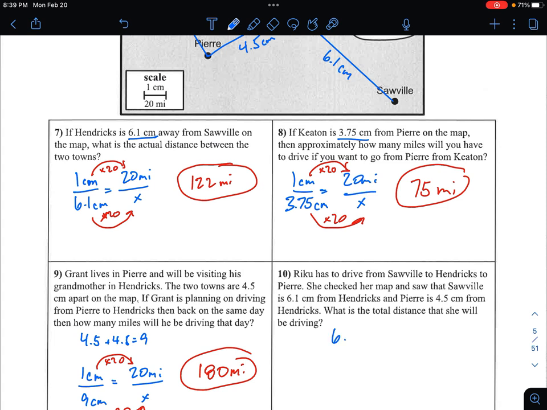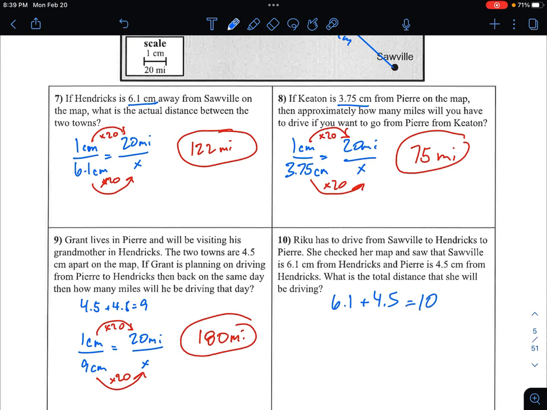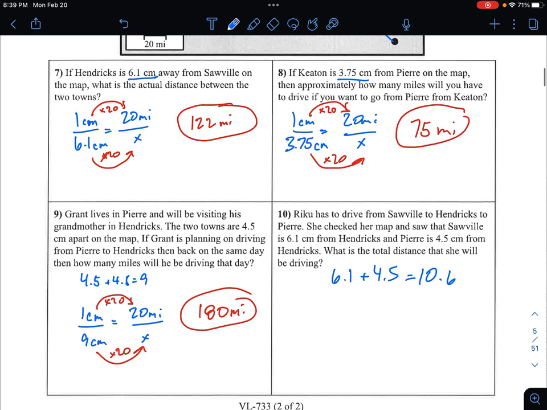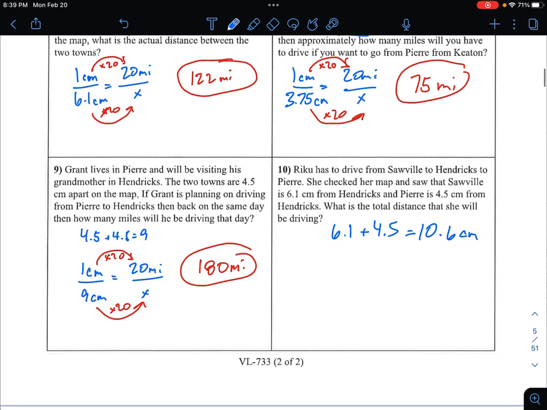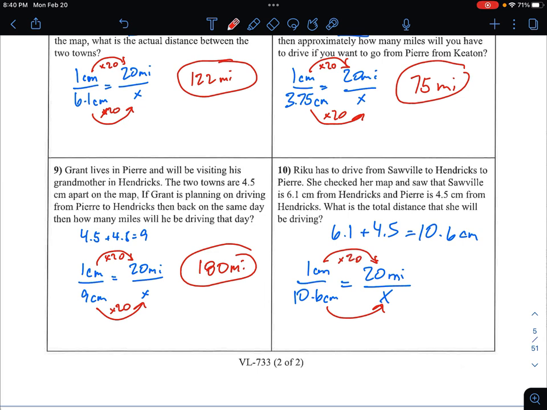So 6.1 plus 4.5, that's going to be what, 10.6? So 10.6 centimeters of driving that she's going to cover in the map. So let's write our proportion, which is 1 centimeter equals 20 miles. And then she's going to be going 10.6 centimeters. How many miles is that? Sorry, I was going to put a question mark, and I decided, like, wait, I should do an X. So how do I go from 10.6 to X? Well, like everything else, you do 1 to 20, which is times 20.